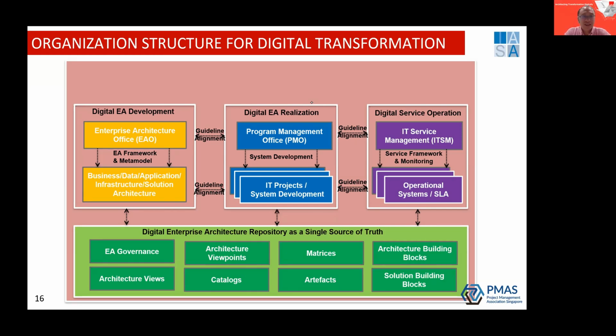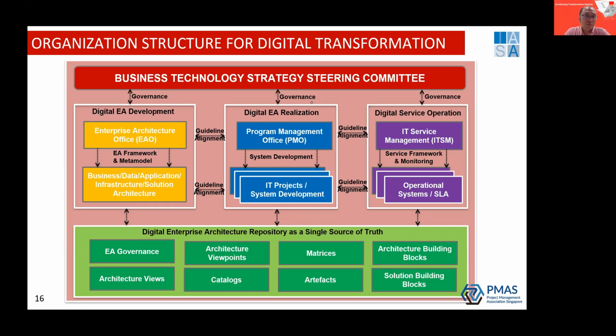So we call it a single source of truth that can be used by the architecture team, by the project team, as well as by the support team. And the top layer is where you encompass a steering committee that involves 3 divisions. In many organizations today, if you have the PMO and ITSM, it's not enough. You need to spin off another, the so-called enterprise architecture office, to ensure that the PMO and ITSM have a smooth transition.